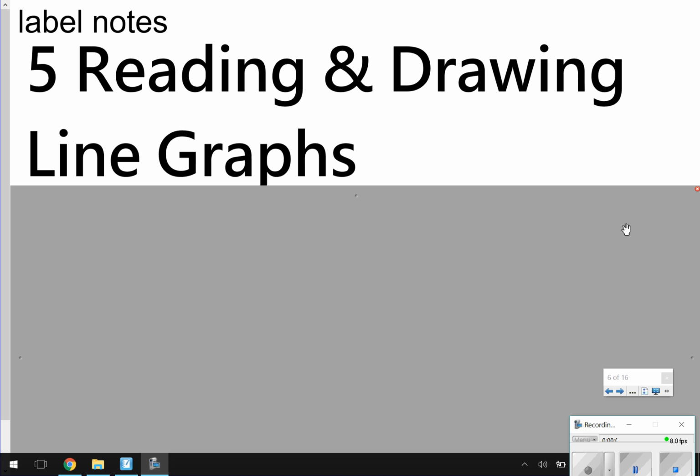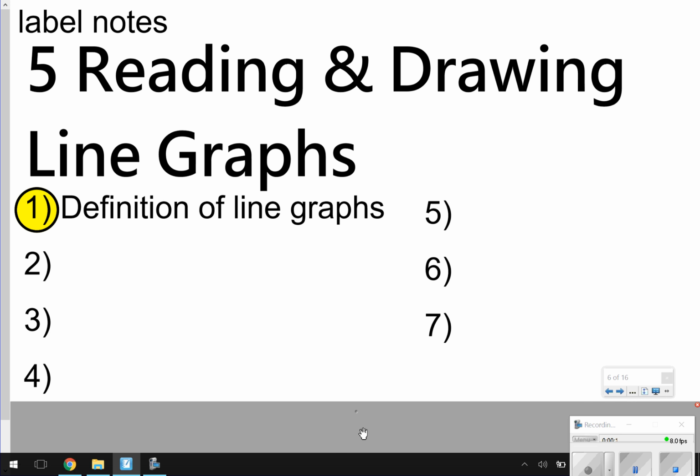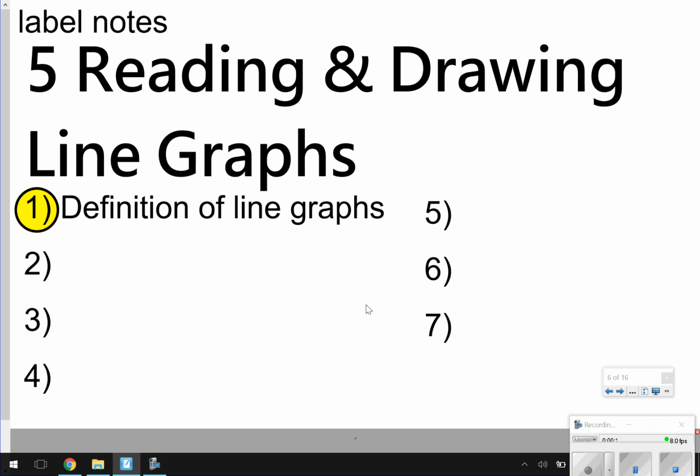Today our notes are going to be over Lesson 5, Reading and Drawing Line Graphs. For your notes today, you're going to want to label your notes with this title, and then you're also going to write down 7 questions, and what you're going to be doing is answering those 7 topics. On the slides where you have to do questions or answer something about a line graph, you're going to see this yellow circle around the number.